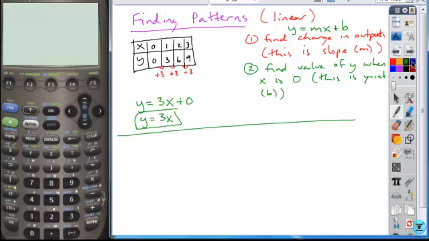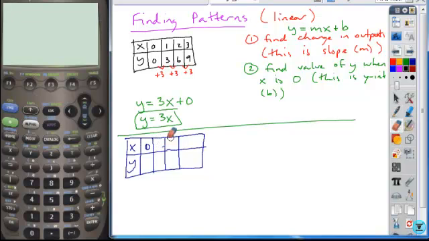Okay, I want you to use the same idea and see if you can find the following patterns. All right, can you find the equation that models this information, please?